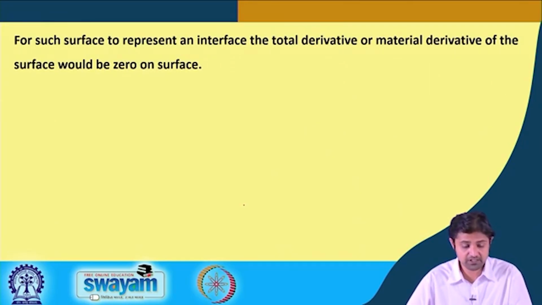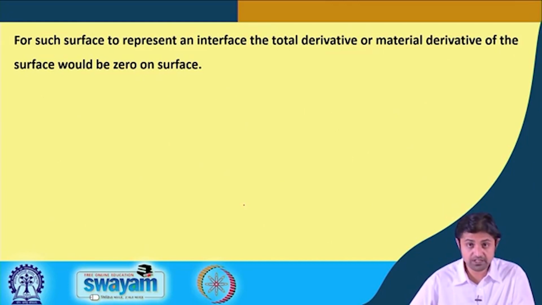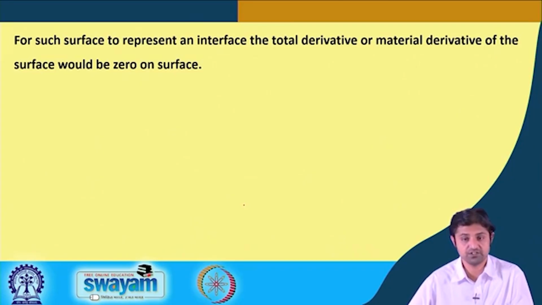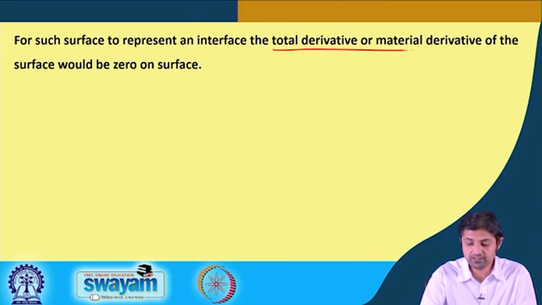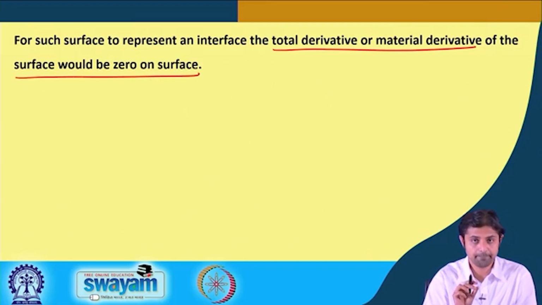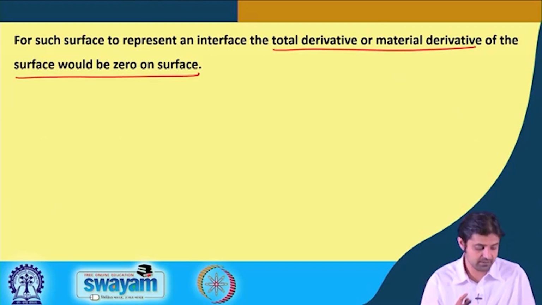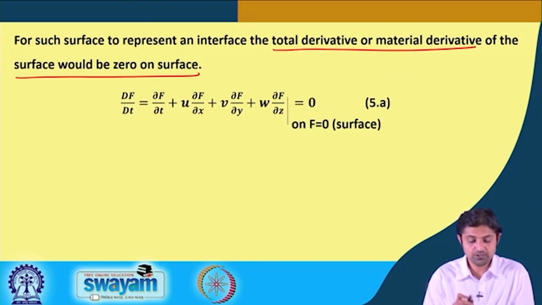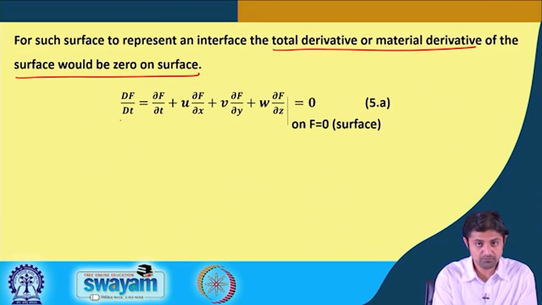So, for such a surface to represent an interface, the total derivative or material derivative of the surface would be 0 on that surface. This is our definition, that there should be no flow across the interface, which means that the material derivative of the surface would be 0 on the surface, because there is no flow across it. So, the material derivative Df/Dt can be written as del f del t plus u del f del x plus v del f del y plus w del f del z.